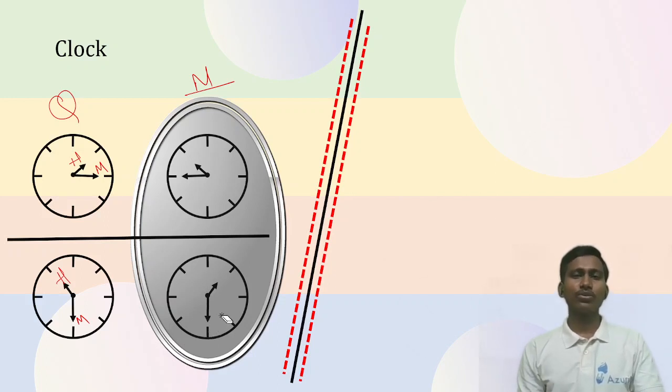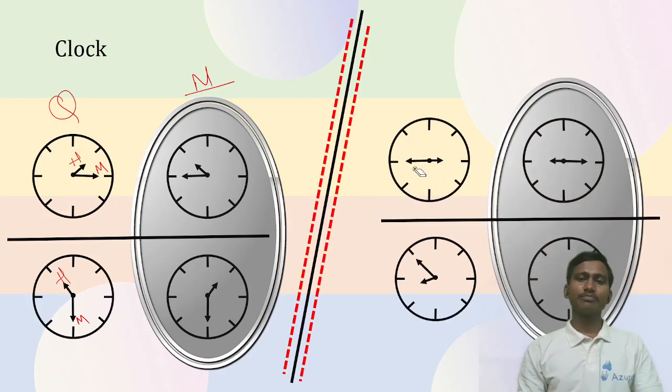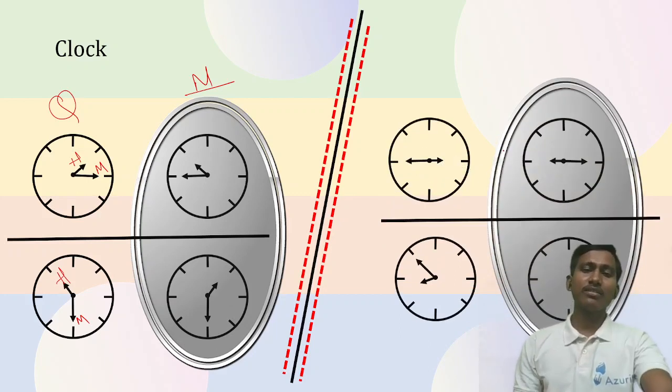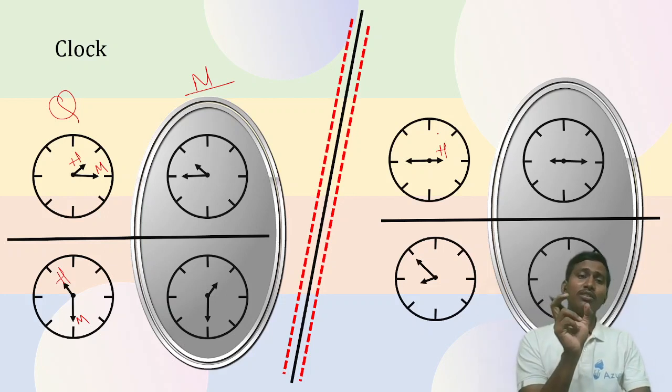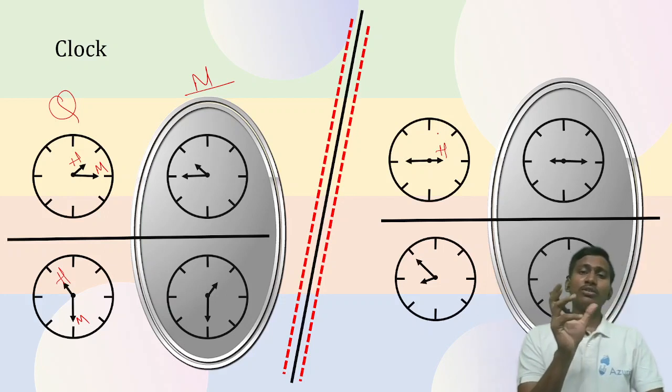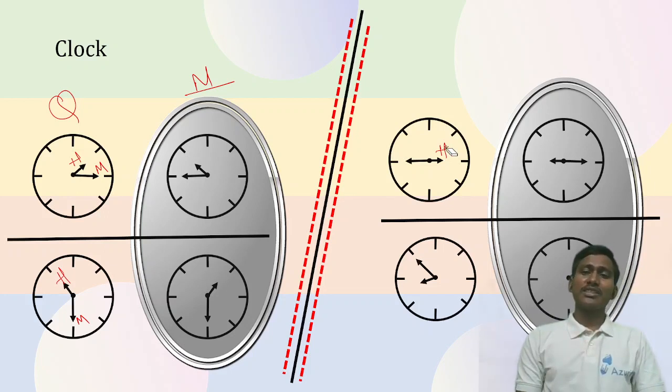Okay, now let us go to the next example here. So towards the mirror, what is the hand? Is it the minute hand or the hour hand towards the mirror? Yes, this is the hour hand, the small one. The smaller one will be the hour hand, right? So this is the hour hand, and this is the mirror.